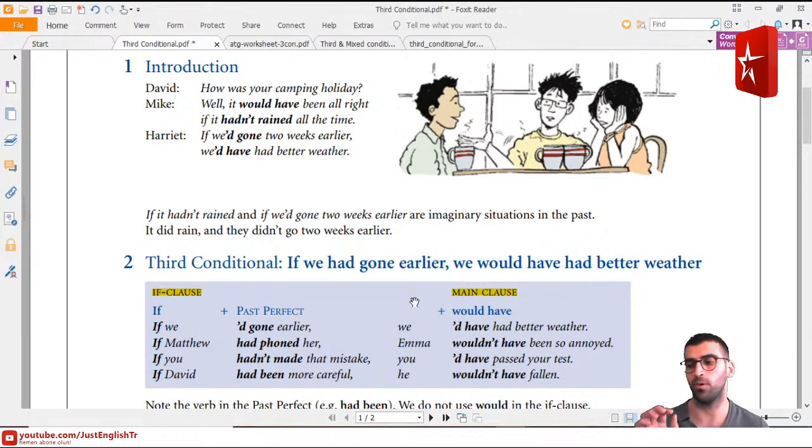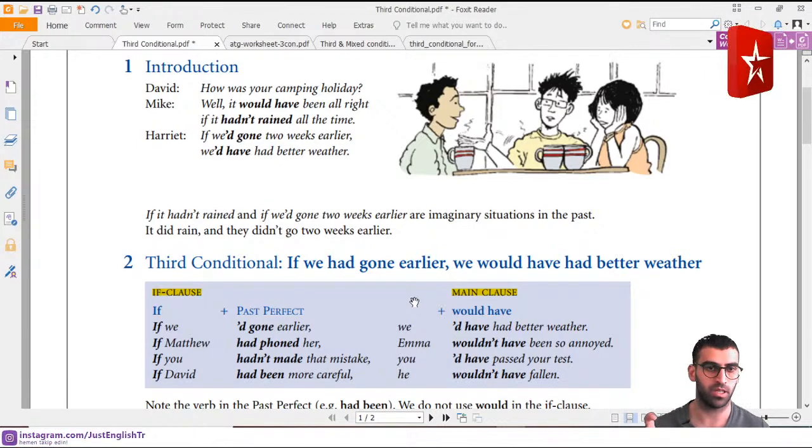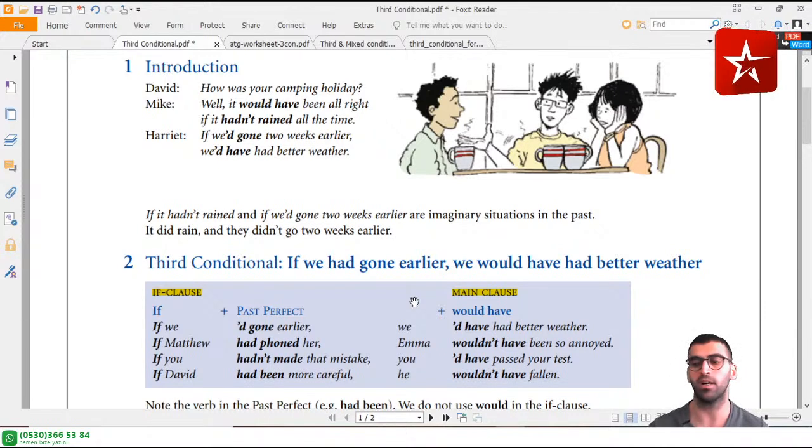Pay attention. If you want, you can take notes in order to repeat them again after the lesson, or you can screenshot my screen here. If clause and main clause. Please pay attention carefully. After the if clause, we use past perfect. If we are talking about third conditional sentences, keep in mind we always use past perfect. Past perfect again and again. Past perfect tense we must use.